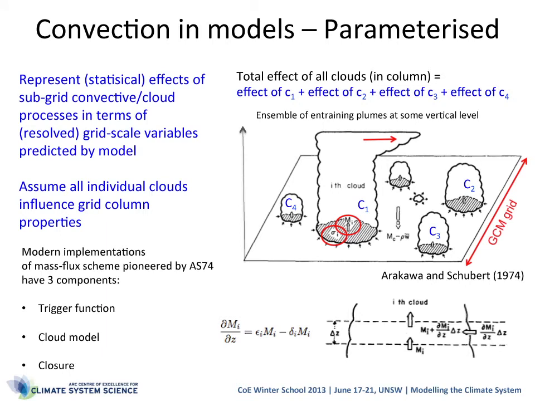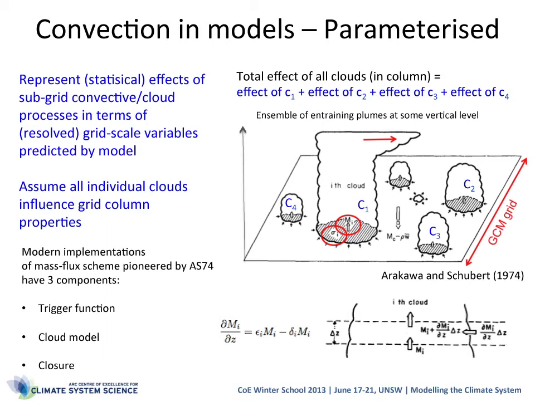We basically have two types of convection in models. One's parameterized. Steve has touched a bit on that. And the other one's explicit, which I'll show you a bit later on. So what's parameterization? We basically want to represent the statistical or the bulk effect of all these subgrid convective and cloud processes in terms of the variables which we can predict, so the grid scale variables predicted by the model.